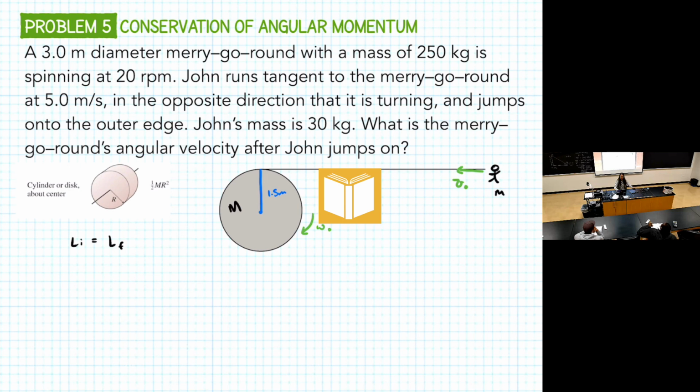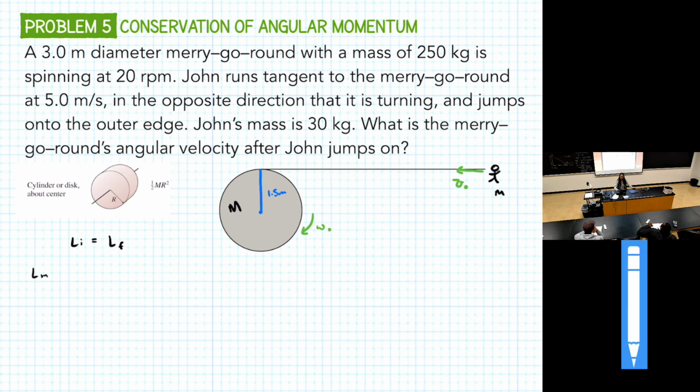Our initial angular momentum is, there's two things, right? There's the merry-go-round and then there's John. And then L final is just the merry-go-round plus John, because they become one. What kind of collision is this? Inelastic, yes. A good collision, because John gets to ride a merry-go-round at the end, and that's sweet.